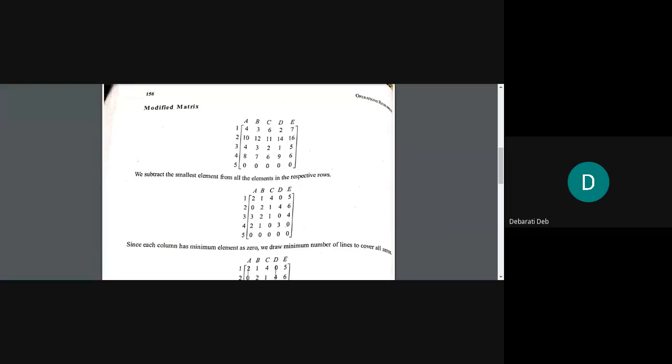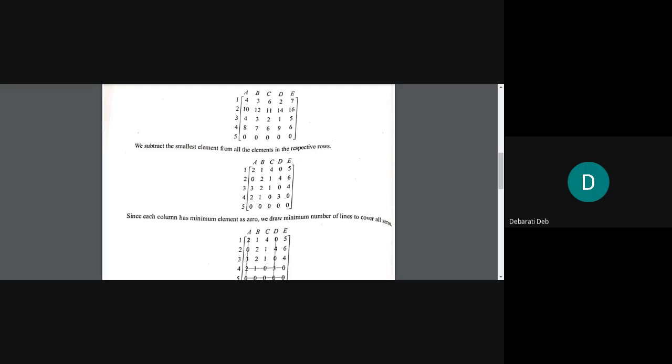Now we will identify the minimum element from all the rows, and then we will deduct that minimum element from all the other elements in the respective rows. So then you write: we subtract the smallest element from all the elements in the respective rows. Right, do the second matrix on your screen. The minimum element in the first row is 2. So we will deduct 2 from all the other elements in the first row.